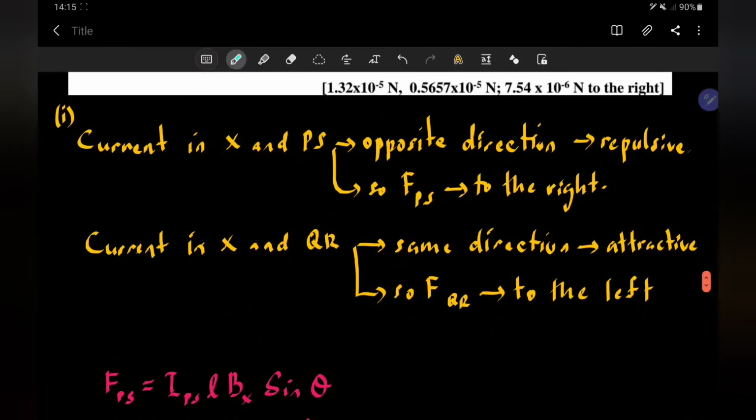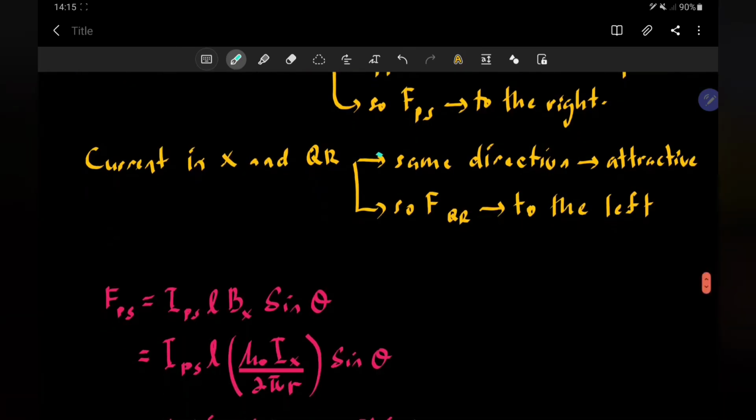Before that, this is the hidden info. Current in X and PS are opposite in direction, so we are talking about the repulsive force. So based on that, the force exerted on PS is directed to the right. While current in X and QR are in the same direction, so we are talking about an attractive force. So the force exerted on QR is directed to the left, based on that diagram.